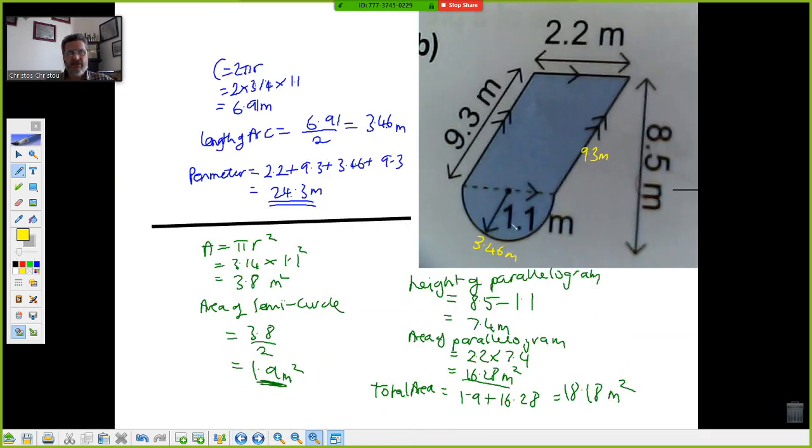I've got a semicircle stuck at the bottom of a beautiful parallelogram. I know it's a parallelogram because these little lines tell me so, facing in the appropriate direction. So I'm going to work out the perimeter first.